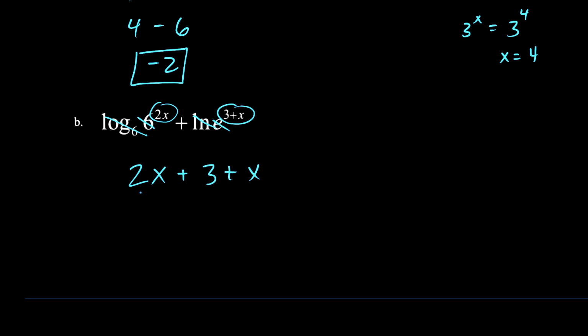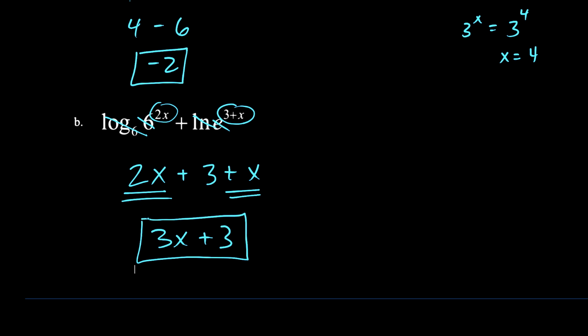And we can simplify this a little more, recognizing that we have 2x plus x, so that will be 3x plus 3, and there is nothing else for us to do because we don't know what this is equal to, so we leave it as an expression.